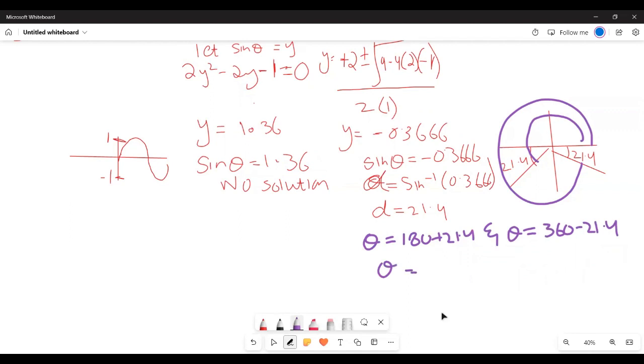So 201.4 and 338.6. These are the two answers.